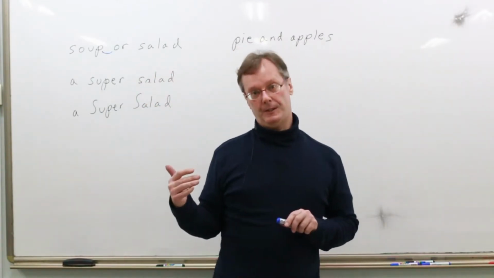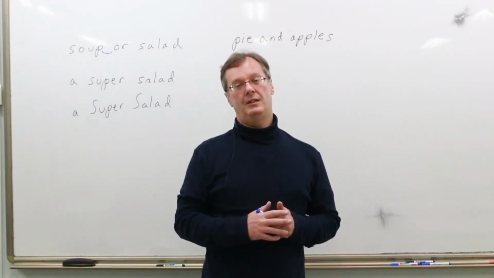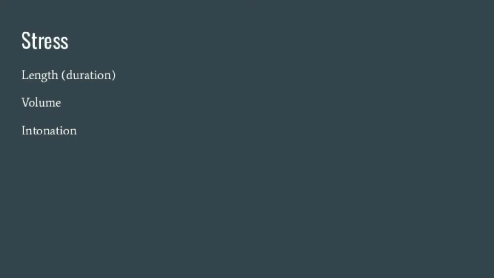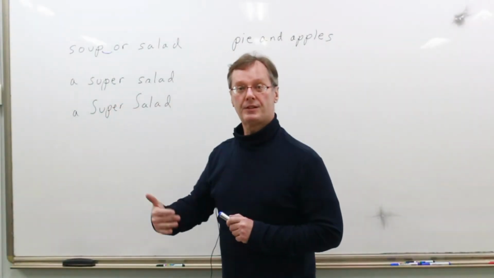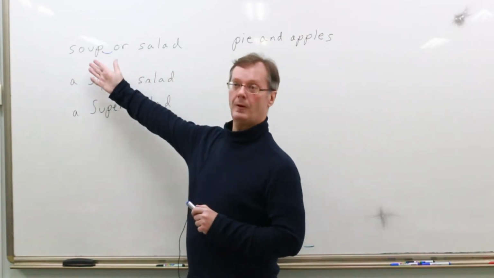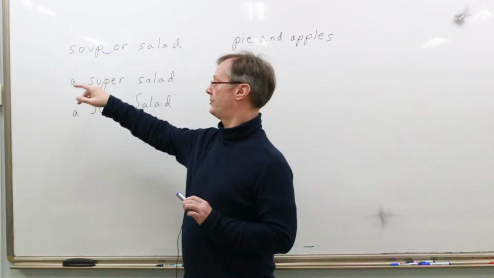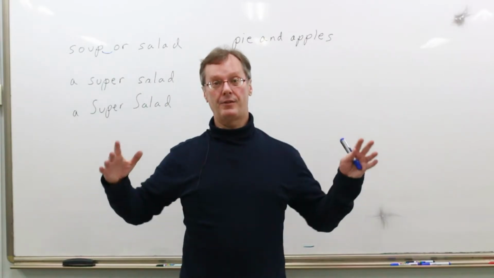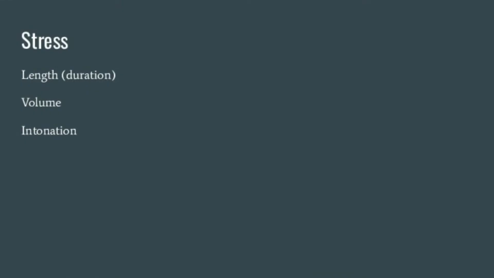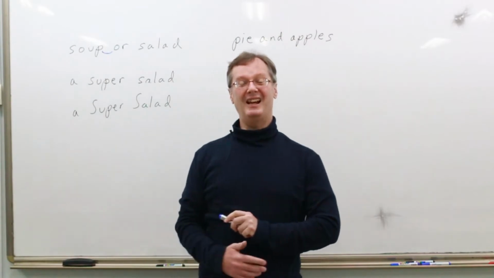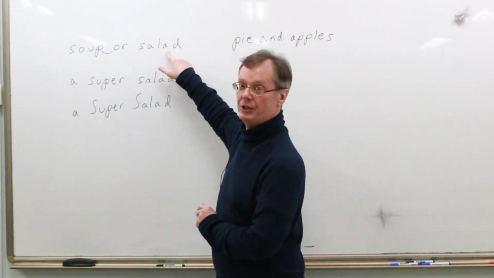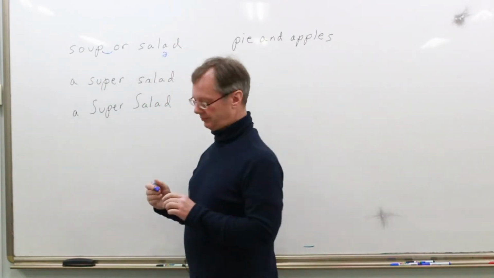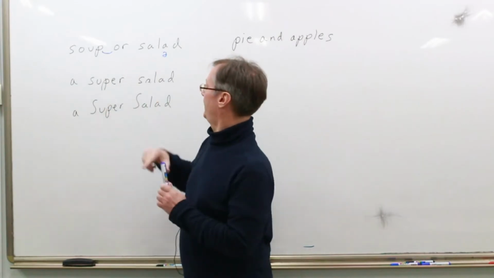How do we produce stress? There are three things involved in English stress. One, of course, is the volume. You've probably noticed stressed syllables, 음절, syllables have more volume. Soup or salad, the "or" is very light. A super salad, the "a" is very, very light. Also the length or duration. Stressed syllables are longer. A soup, a salad. Compare "salad." This is really short, and this is really long. This is an "ah" sound right here. Salad. And this has stress.